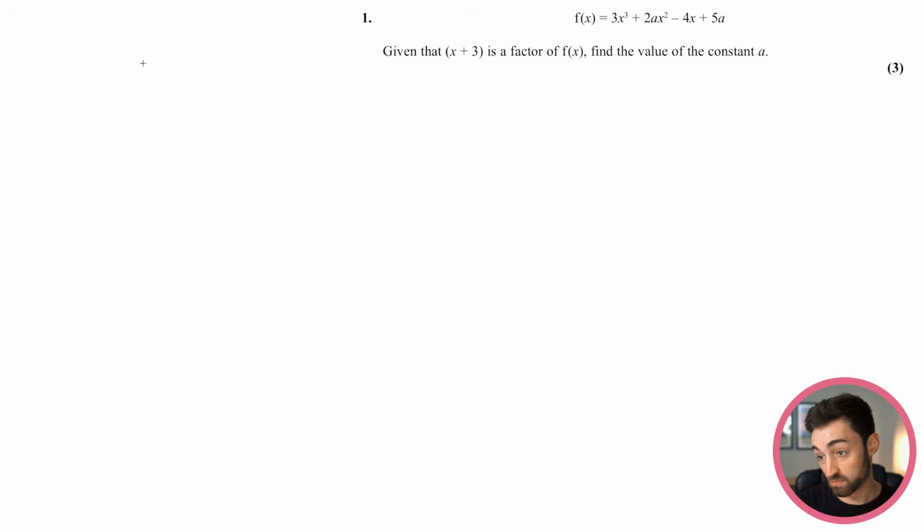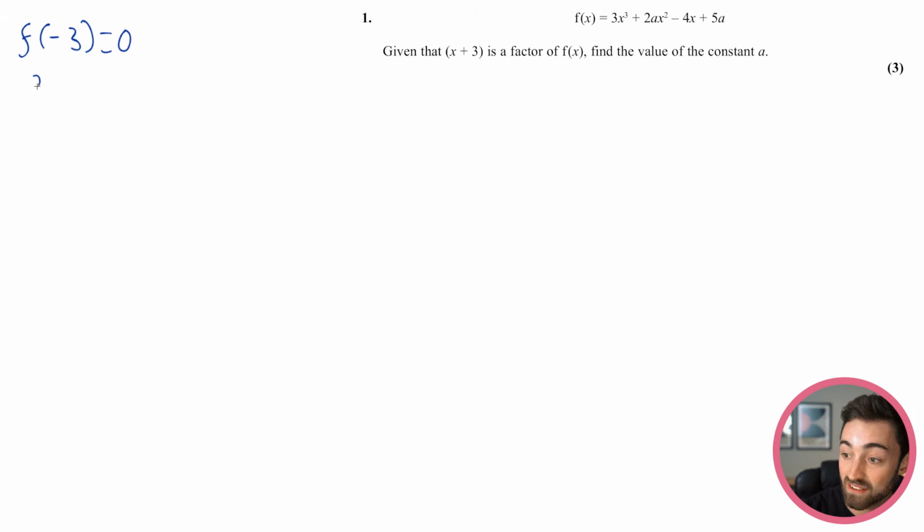So we've got some cubic expression here, and it says that given that x plus 3 is a factor of this expression, find the value of the constant a. Right, so classic factor theorem. So if x plus 3 is a factor of f of x, that means that f of minus 3 is going to equal 0. So it is just a case of subbing x for minus 3 in and playing about with it a bit, right?